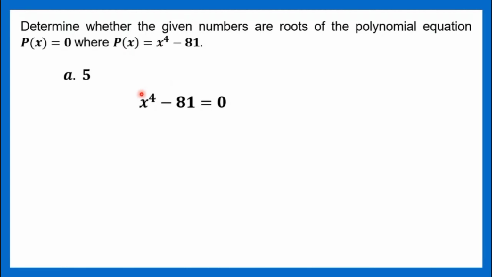Ayan. So, itong p of x daw, itong buong p of x, we are going to equate that into 0. Para makuha natin or ma-check natin kung roots nga ba yung number na ito, yung 5 na yan, or hindi. That's why na-form natin yung x raised to 4 minus 81 is equal to 0. That's the first thing that you have to do. Kung ano yung polynomial function na given, atong nasa right side, ayan, i-equate lang natin siya sa 0. Kaya nabuo yung x raised to 4 minus 81 is equal to 0.